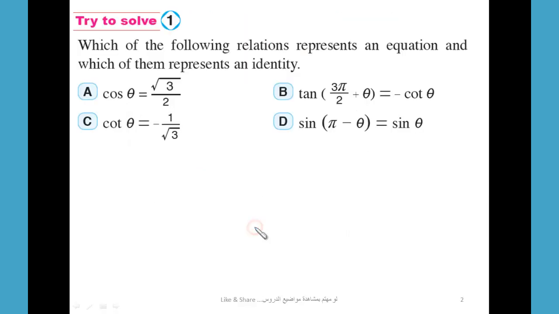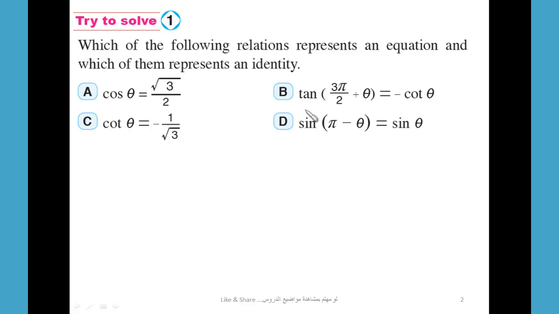Now we'll take some examples. Try to solve one. Which of the following relations represents an equation and which of them represents an identity? It's clear that cosine theta equals root 3 over 2. It is an equation because it's true for some values of theta, not all the values of theta.